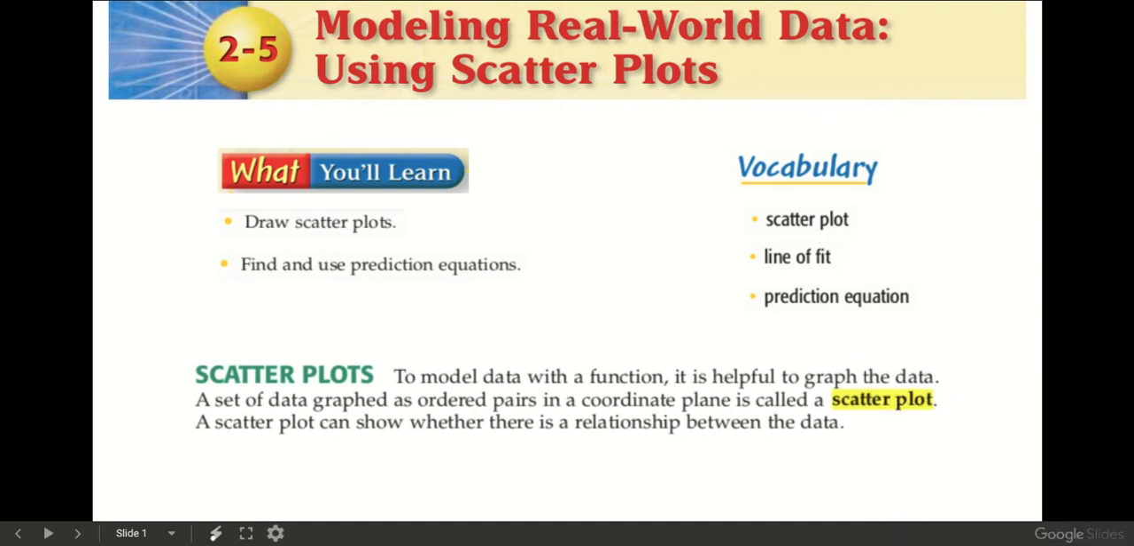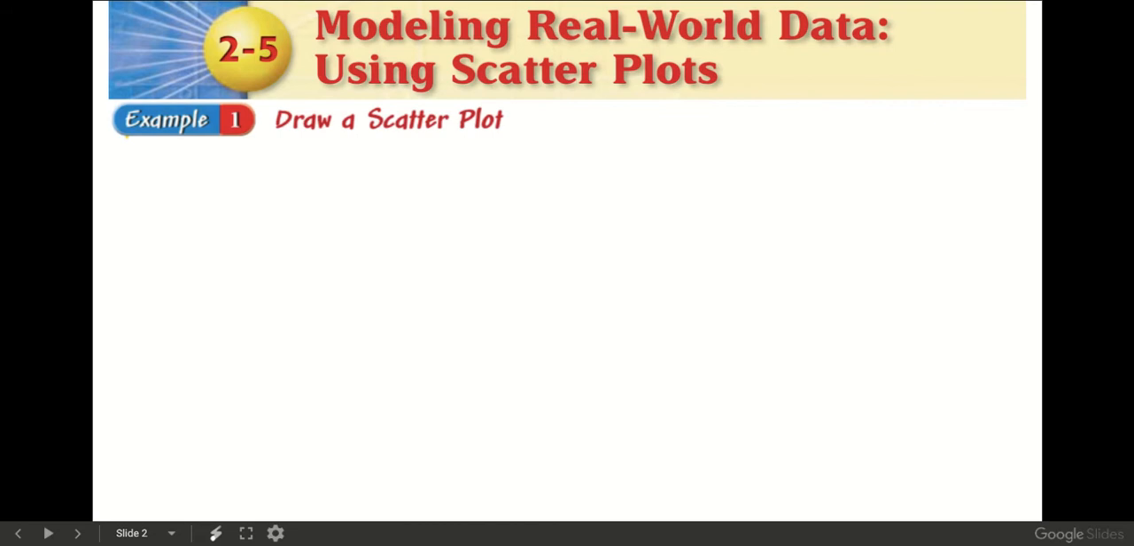As we look at these scatter plots, understand that in order to model data with a function, it's helpful to graph the data, right? This set of data that's graphed as ordered pairs in a coordinate plane is called a scatter plot. A scatter plot can show whether something has a relationship between the data. Let's try to look at an example.